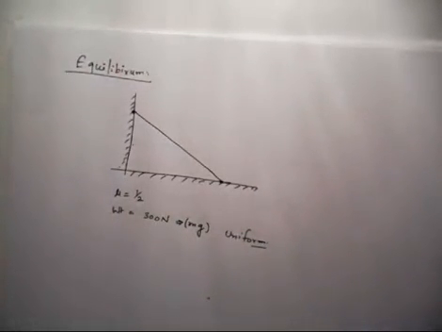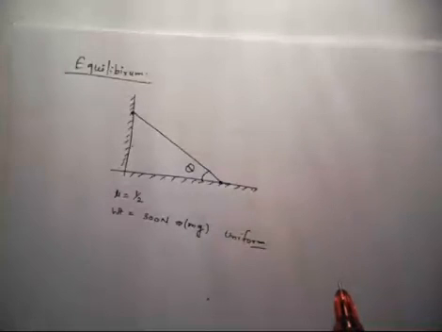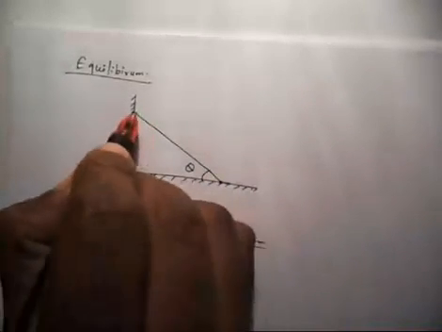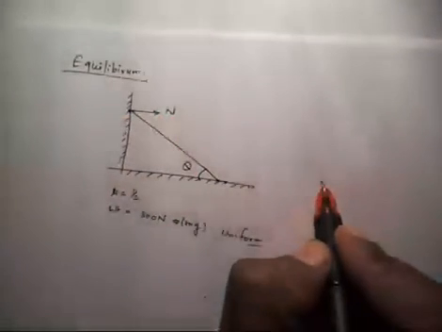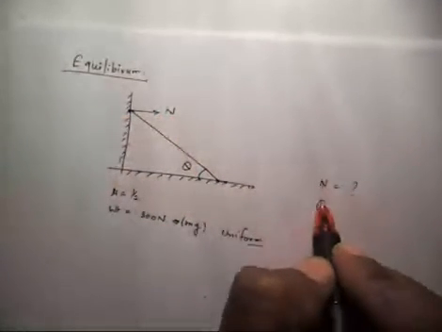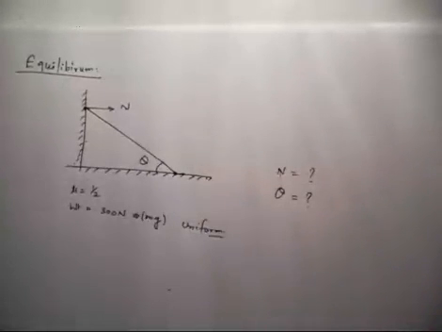This means the mass is equally distributed. Find the normal reaction at the wall and the angle theta which the ladder makes with the horizontal. So two things we have to find: this angle theta and the normal reaction at the wall. What is the value of N, and what is the value of theta. So there are two things that we have to find out.